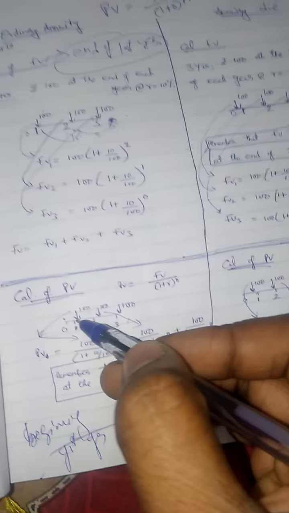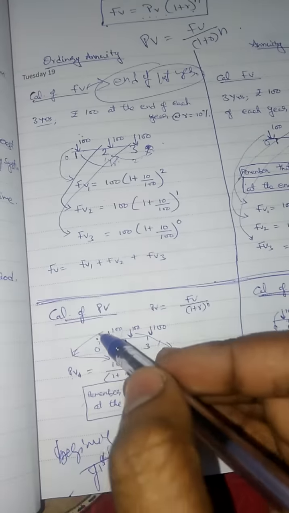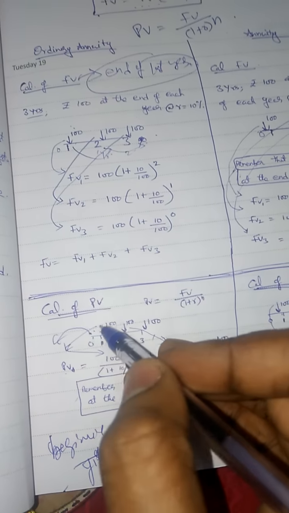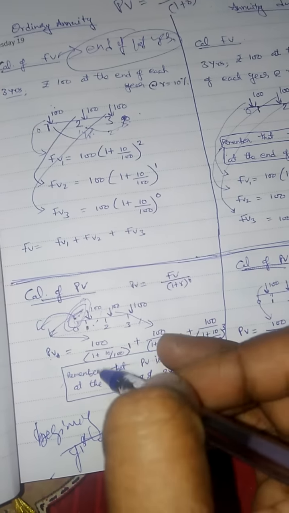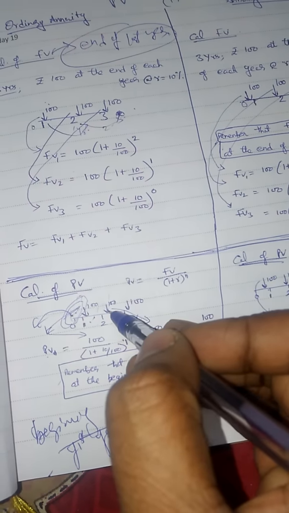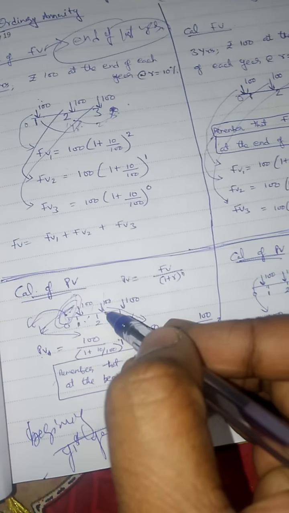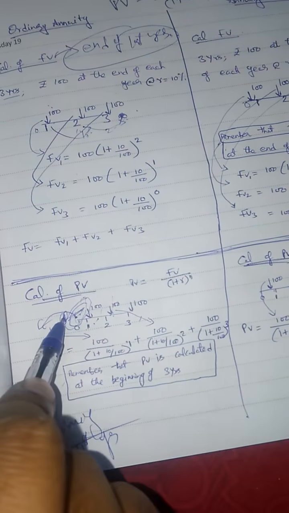Look at this. The first installment of the ordinary annuity is received at the end of the first year, and I am calculating my present value at the beginning of the first year. So this 100 will be held for a period of 1 year, so whole power 1. Similarly, my second 100 is received at the end of the second year, and I am calculating my present value at the beginning of the first year.